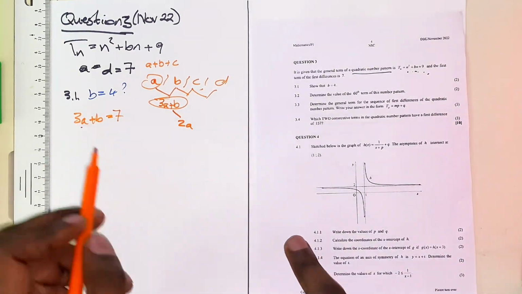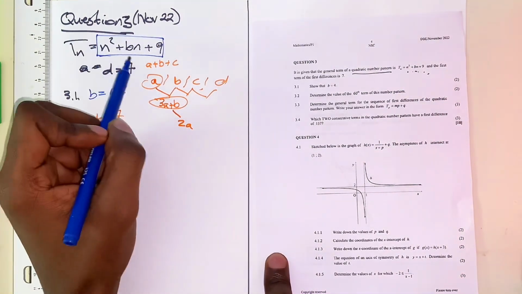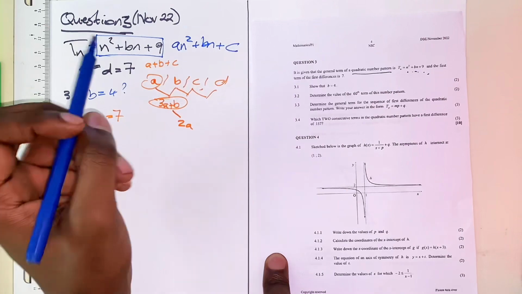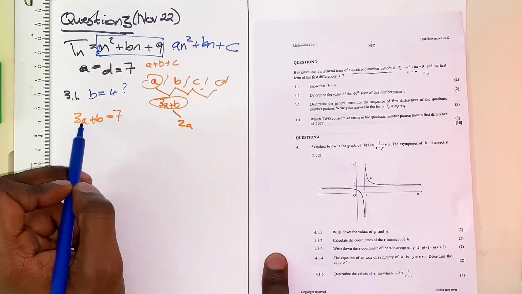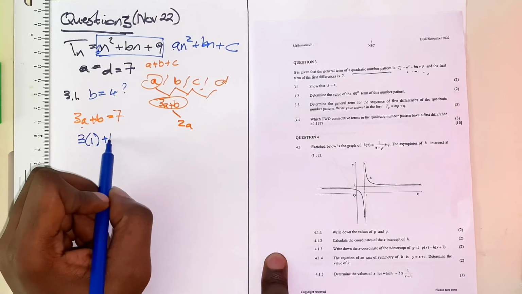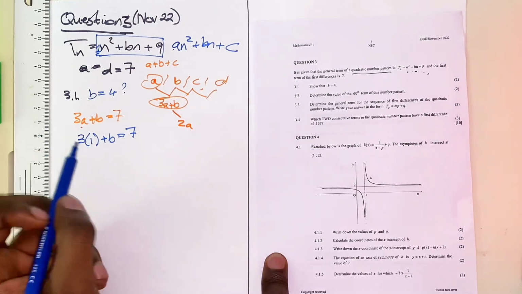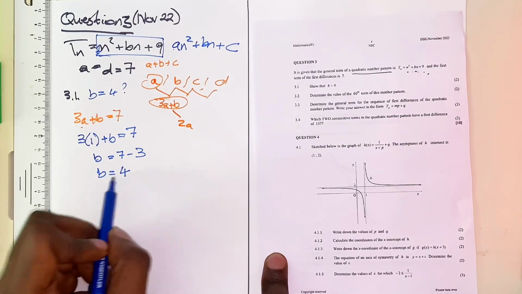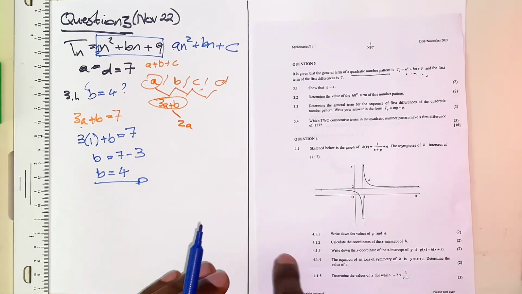Now, do we know A? Yes, we do know A, because the general term of the quadratic sequence is given here, and it's usually in the form n squared plus bn plus c. So this coefficient 1 here represents A. So we know that A is equal to 1. So what we do is that we substitute that A into 3A plus B is equal to 7, which is the first term of the first difference. And then we solve for B, which is 7 minus 3. B is equal to 4. So we have proved that B is in fact equal to 4.